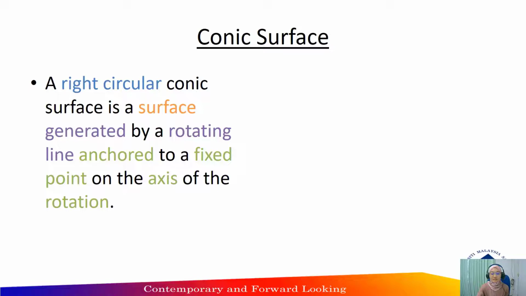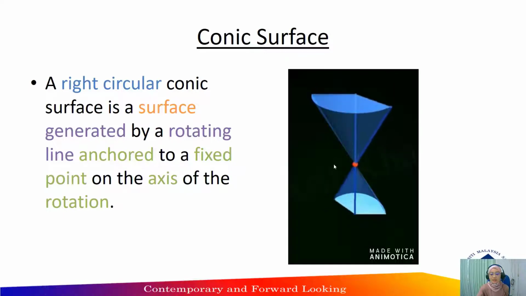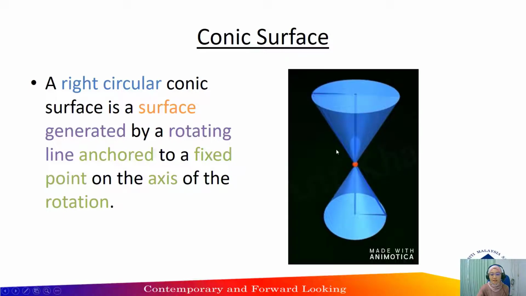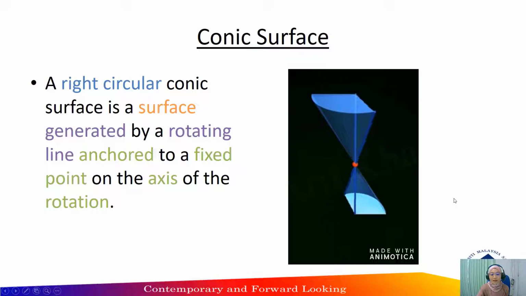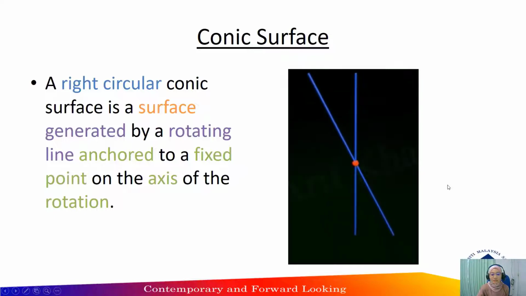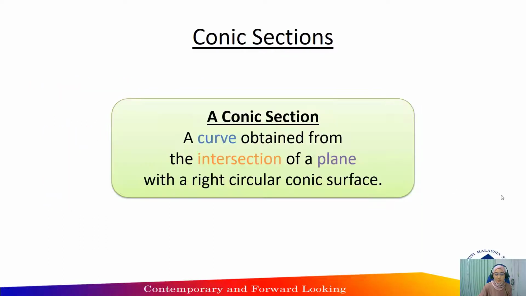What is a conic surface? A right circular conic surface is a surface generated by a rotating line anchored to a fixed point on the axis of rotation. From the illustration here, you can see a surface generated by a rotating line anchored to a fixed point on the axis of rotation.